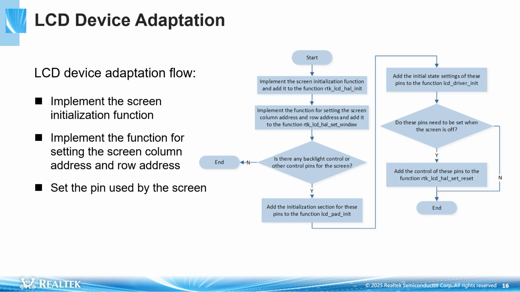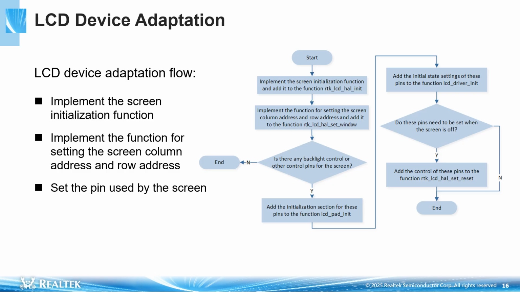Below, we will take the screen with QSPI interface as an example to introduce how to adapt your own screen to the GUI demo project. Firstly, it is necessary to implement the screen initialization function and add it to the function rtk_lcd_hal_init. The specific content of the initialization function is to send the screen initialization instruction to the screen through the QSPI interface. The screen initialization instruction is provided by the screen manufacturer. The implementation of this function can refer to the function sh8601a_init of sh8601z.